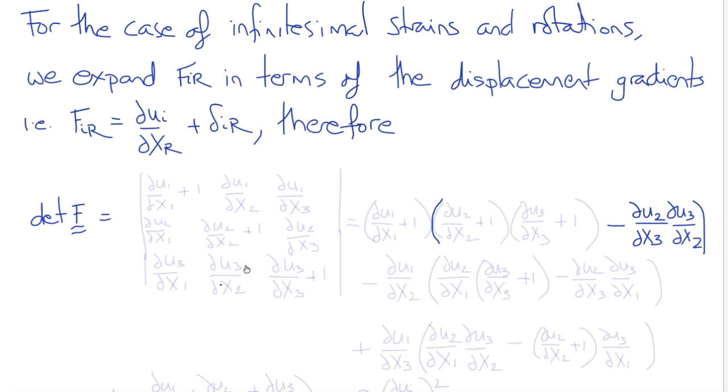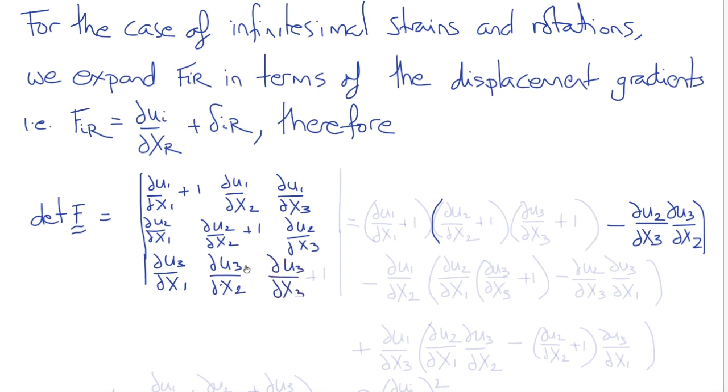will be the determinant of the following matrix: del u1 del X1 plus 1, del u1 del X2, del u1 del X3 in the first row, del u2 del X1, del u2 del X2 plus 1, and del u2 del X3 in the second row, and del u3 del X1, del u3 del X2, del u3 del X3 plus 1 in the third row.